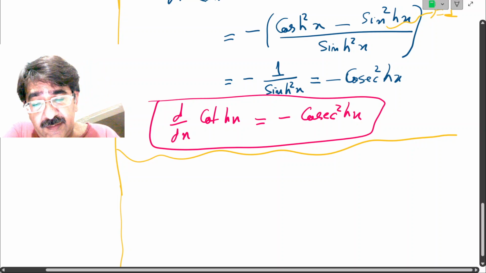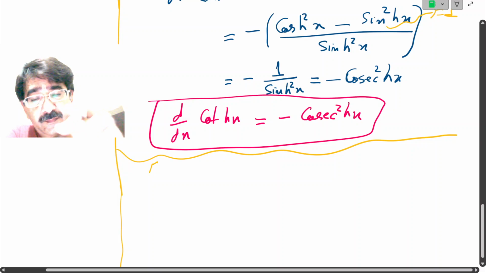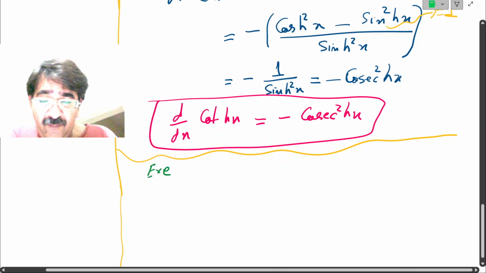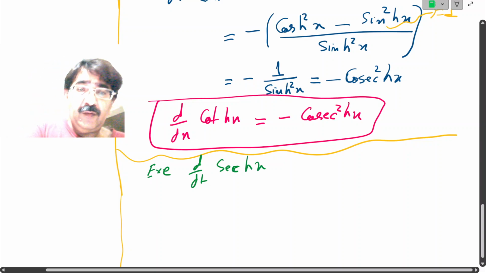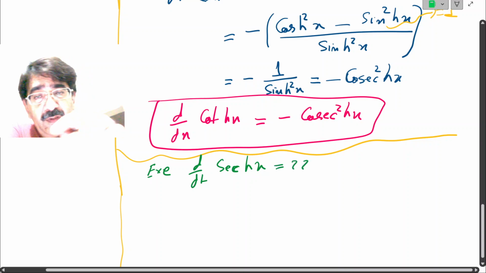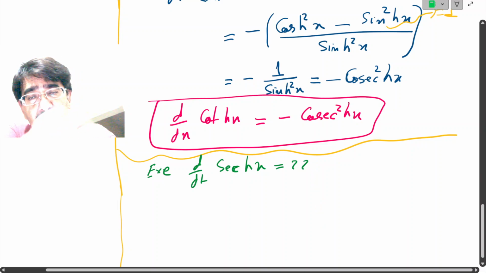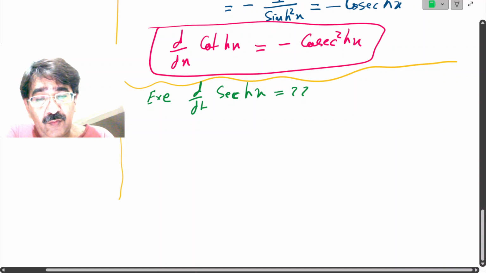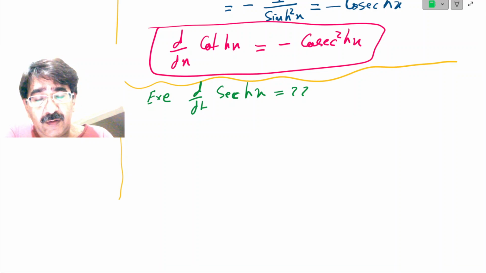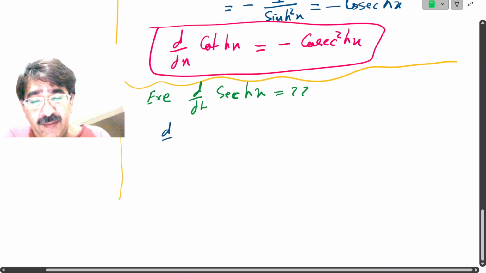So the next exercise is: what is the derivative of secant hyperbolic x? To find this, as we know, secant is the inverse of cos. Right, let's take the solution.